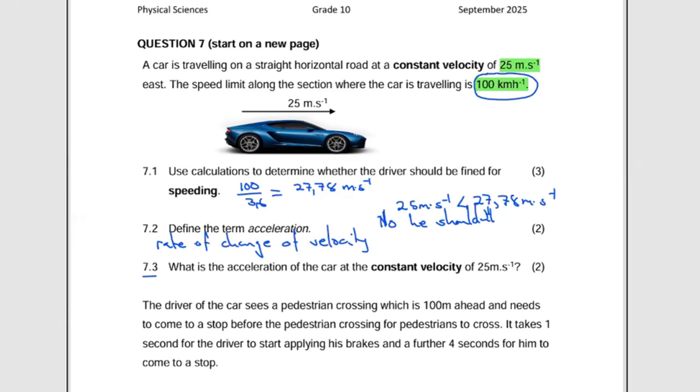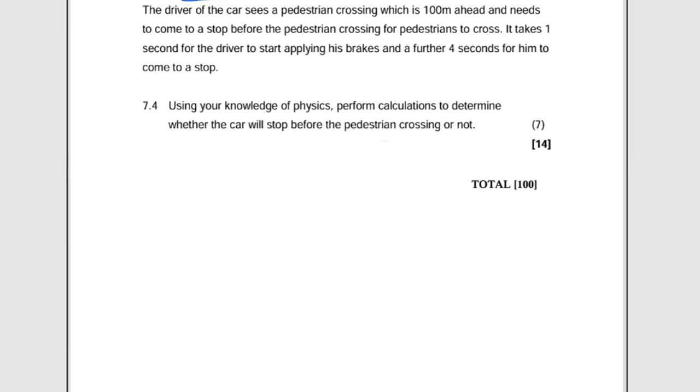Then 7.3, what is the acceleration of the car at a constant velocity of 25 meters per second? Here it is going to be 0 meters per second squared. Why is that so? Because the velocity is constant, therefore it's not changing. Remember, acceleration is the rate of change of velocity, and your velocity is not changing, therefore you are going to get a value of 0.